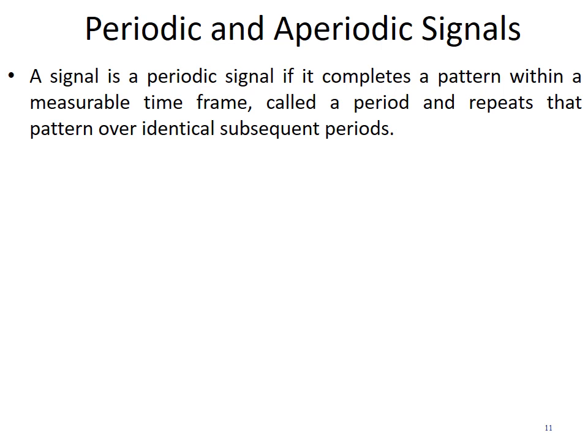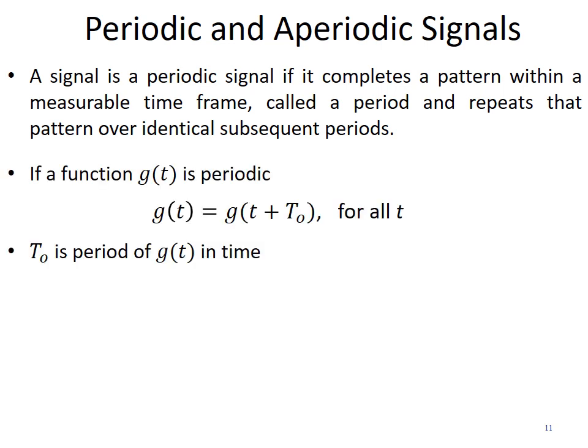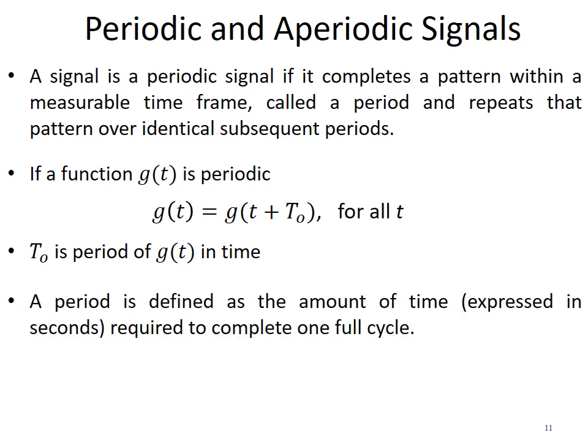A formal definition for periodic signals. So if a function g of t, for example, is a periodic signal, then g of t plus t naught would be equal to g of t, where t naught is the time frame after which it repeats itself. Right? So t naught is called the fundamental time period, and it can be measured in seconds, milliseconds, so it is basically time. Its unit is second. A period is defined as the amount of time expressed in seconds required to complete one full cycle. A complete cycle is called the time period of the system.